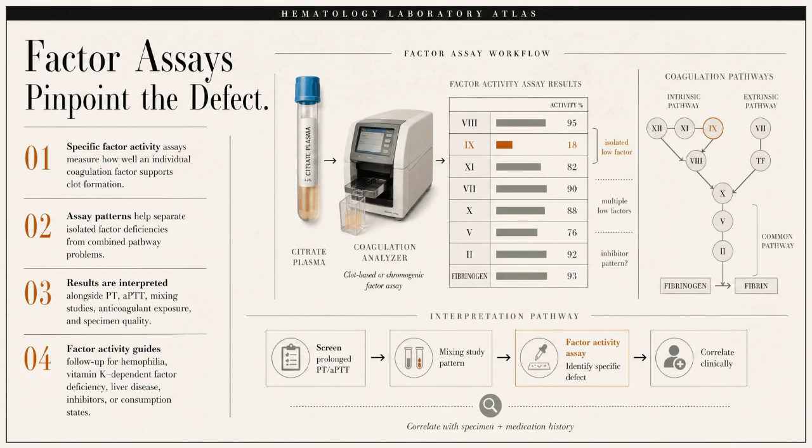The results of these assays are crucial for guiding treatment, whether it's factor replacement or other targeted therapies. So, factor assays take us from a general pathway problem to a very specific molecular diagnosis. Now, let's consider a common bleeding disorder that often requires a panel of tests.